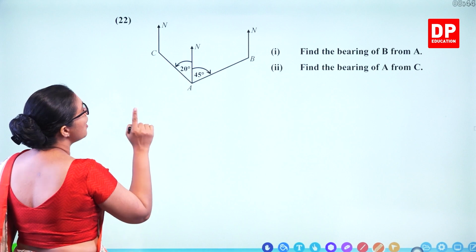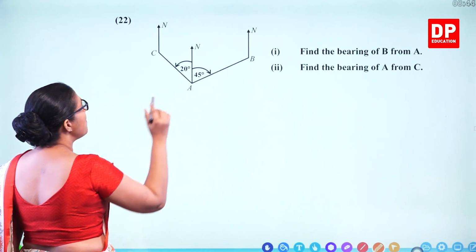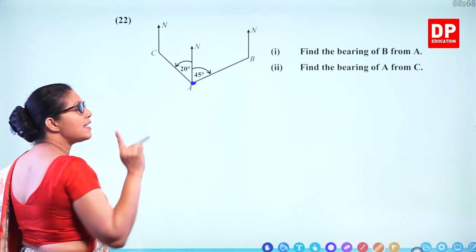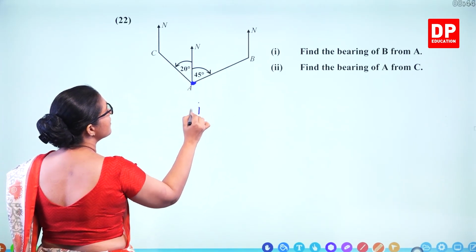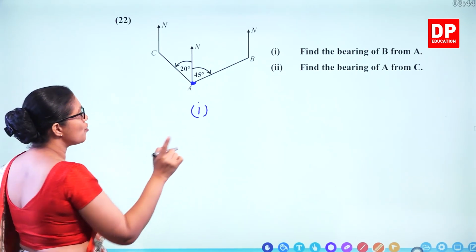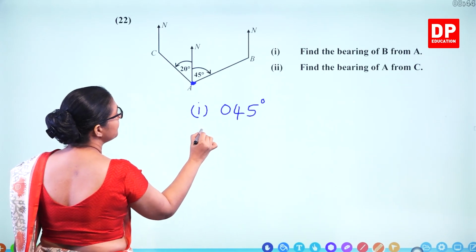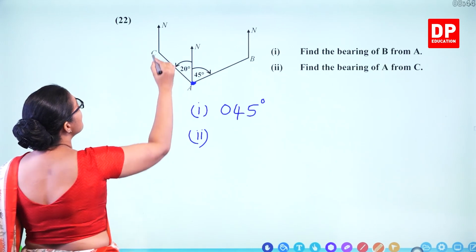Question 22. First part, find the bearing of B from A. From A means you take this one. From north, you measure the angle clockwise. So B is here. So what's the bearing? 45. When you are writing a bearing, you have to write 3 digits: 0, 4, 5 degrees. Find the bearing of A from C.